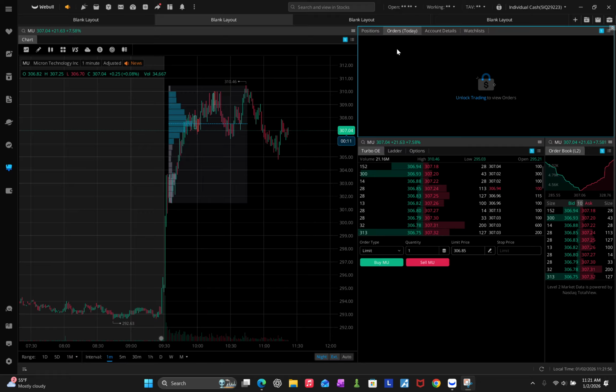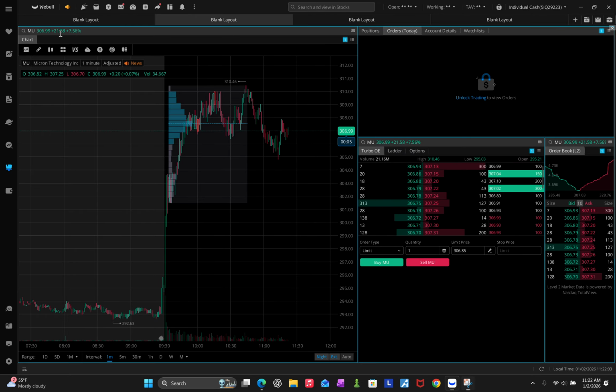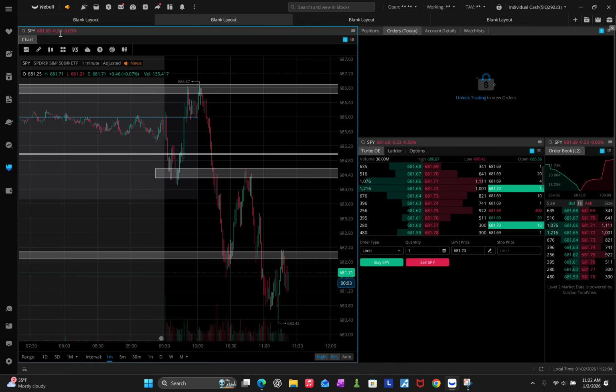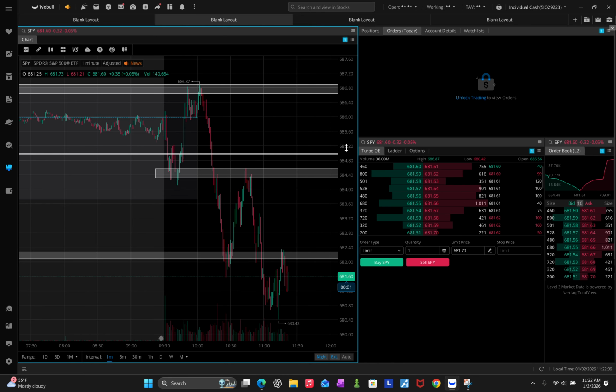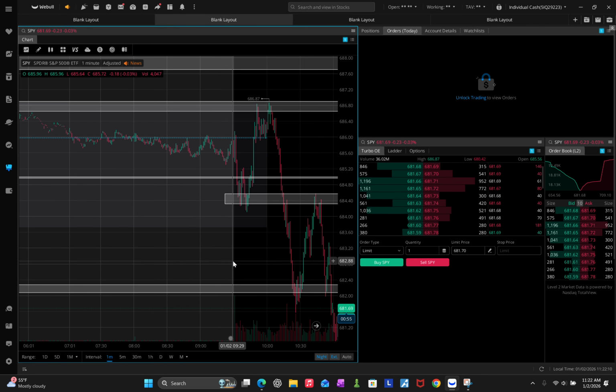Today I will just be going over a quick analysis of the two trades that I took today. So before anything, I want to go over the SPY chart. As you can see, this was the 9:30 open.